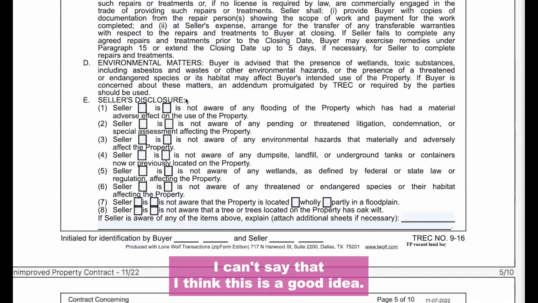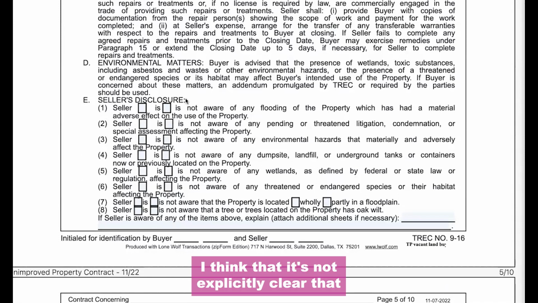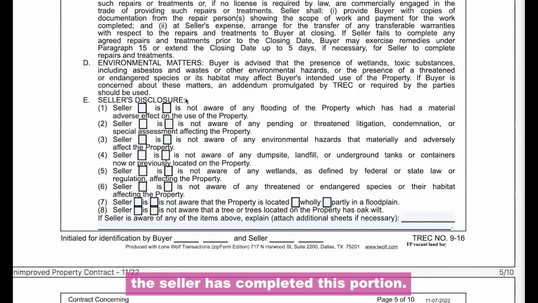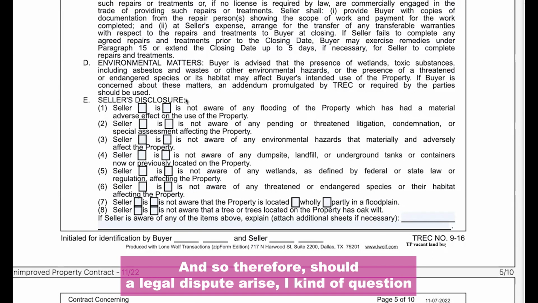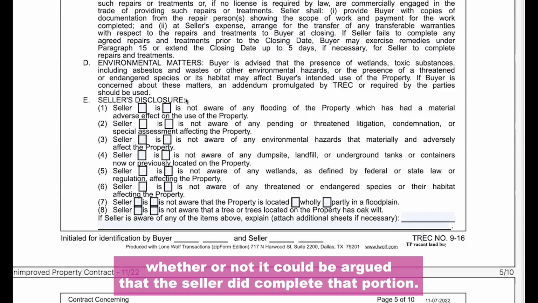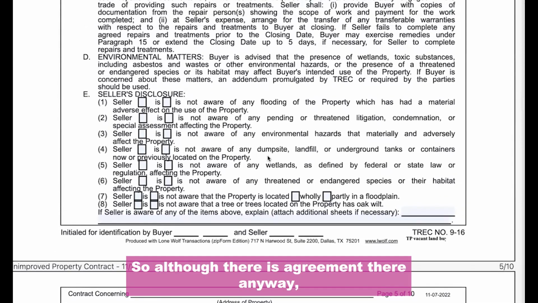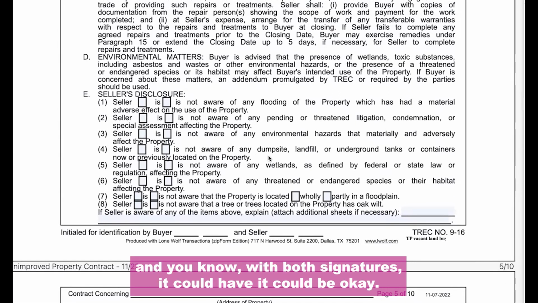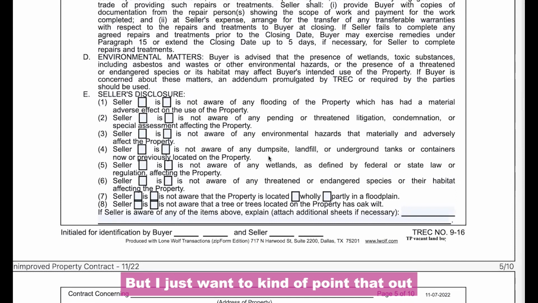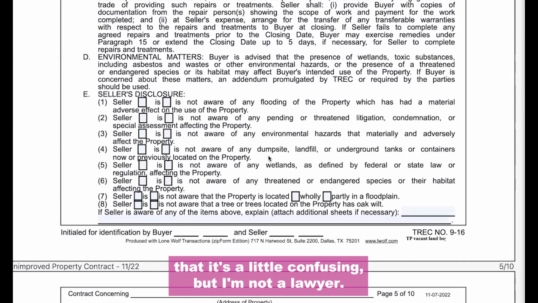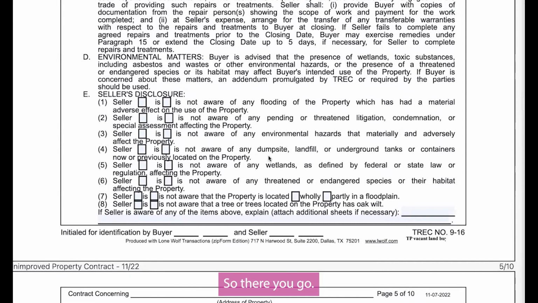So the seller's disclosure is wrapped up in the contract. I can't say that I think this is a good idea. I think that it's not explicitly clear that the seller has completed this portion. And so therefore, should a legal dispute arise, I kind of question whether or not it could be argued that the seller did complete that portion. So although there is agreement there, anyway, and with both signatures, it could be okay, but I just want to point that out, that it's a little confusing, but I'm not a lawyer, so there you go.